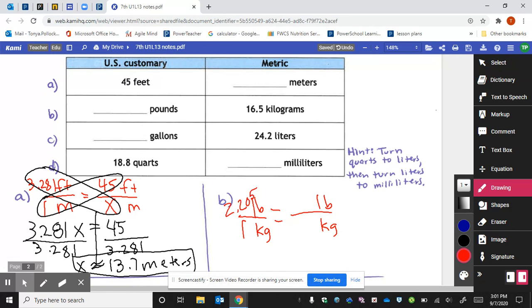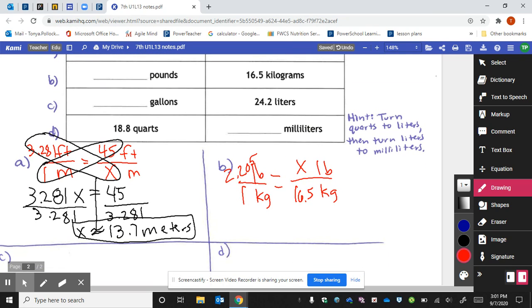In my problem, I have a known measurement of 16.5 kilograms. So that's going to go down here with a kilogram label. So this time my unknown is on the top. As I look at that, I can do this one using mental math again because I know both of my numbers in the denominator: a 1 turns into a 16.5. And I know that to turn a 1 into a 16.5, I can simply multiply by 16.5, which means that's what I'm going to do to the top number. Now, if I didn't know that, I could have always used the cross products method. That works every single time, but a lot of times the mental math is a little bit faster.